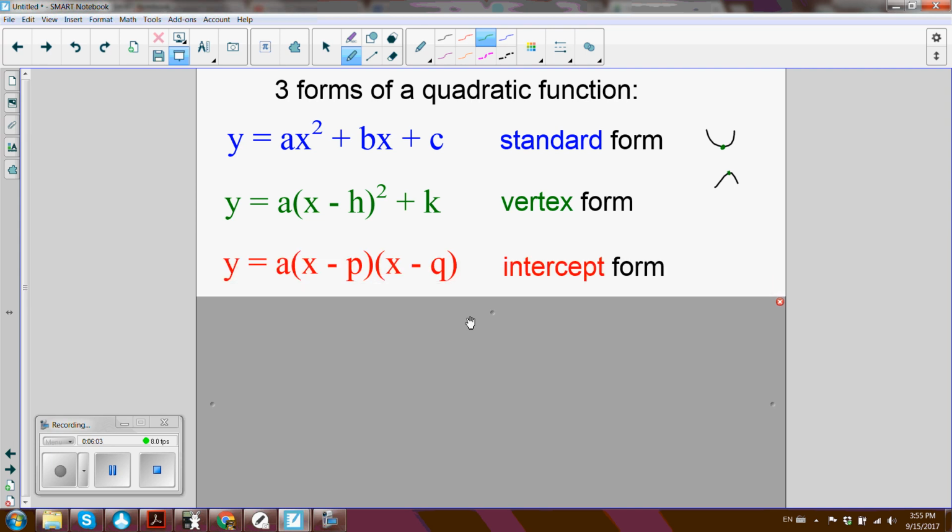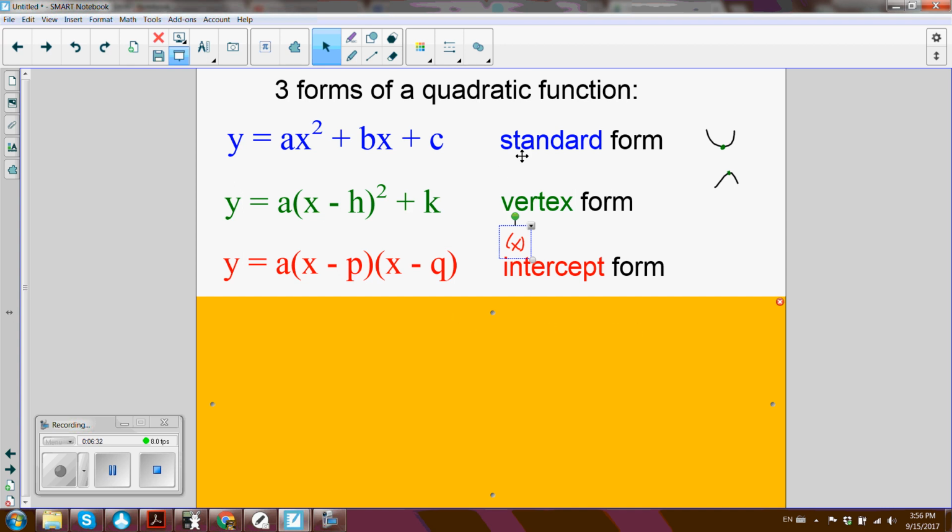And the third form is the intercept form. And the reason this is called the intercept form is because in this form you can very easily identify the intercepts of the quadratic function. Specifically, we're talking about the x-intercepts.